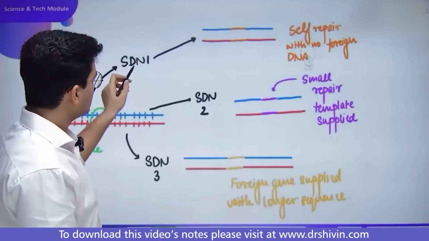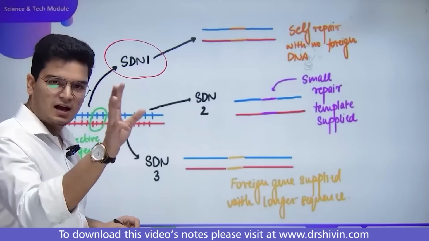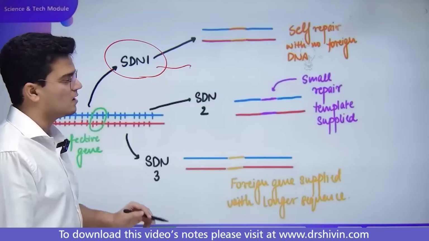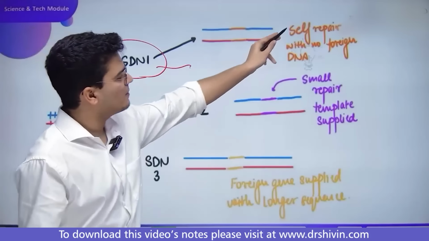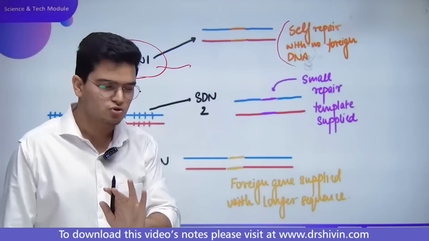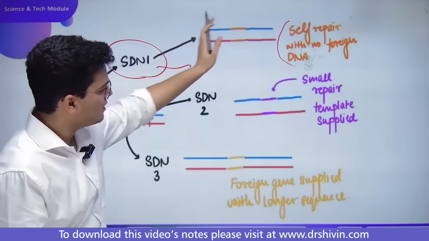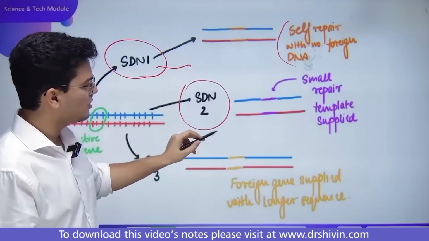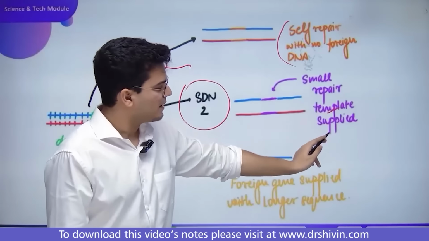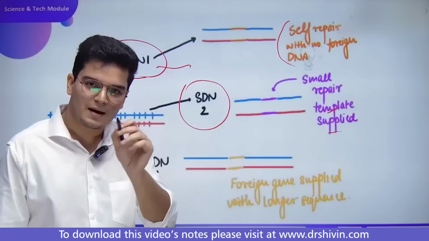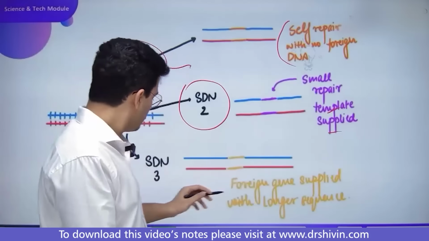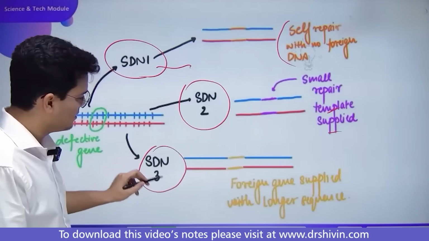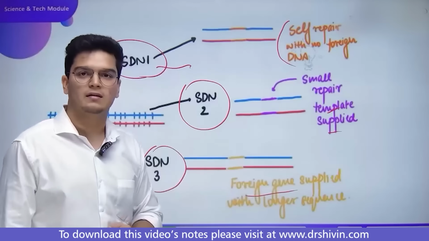In site directed nuclease 1, what is the mechanism? Self repair and no foreign DNA. We have read this already. We cut and self repair. Second, in site directed nuclease 2, what is the technology? Repair template is supplied. Third, site directed nuclease 3. Here a foreign gene is supplied.